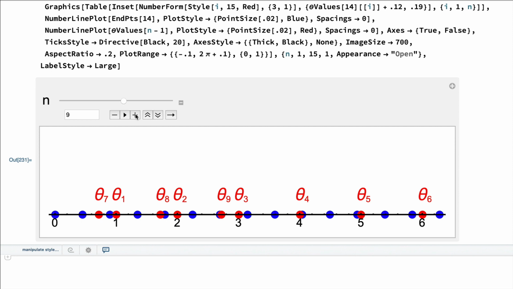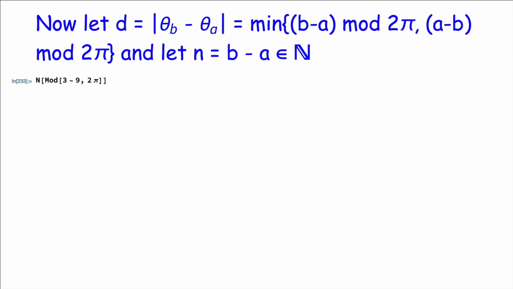That would be an example of an a and b we can use. A is 3 and b is 9. Are there any others? Yes. Theta 10 is in the same interval as theta 4, and theta 14 is in the same interval as theta 8. We're almost done. Now let d be the distance between theta sub b and theta sub a, which you can check will be the minimum of the values b minus a mod 2 pi and a minus b mod 2 pi, and let n equal b minus a.